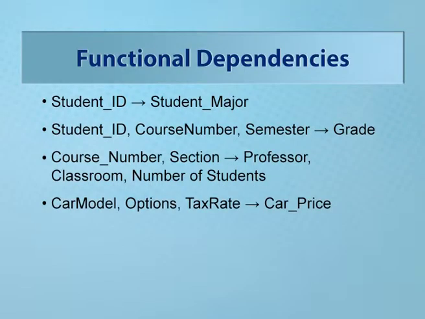And then another example: student ID, course number, semester functionally determines grade. And then course number, section functionally determines professor, classroom and number of students. What you can observe over here is that in the same relation student ID and student major exist. Likewise, in the same relation student ID, course number, semester and grade reside. In that relation, one field is functionally determining the other field. So this particular thing is called a functional dependency.